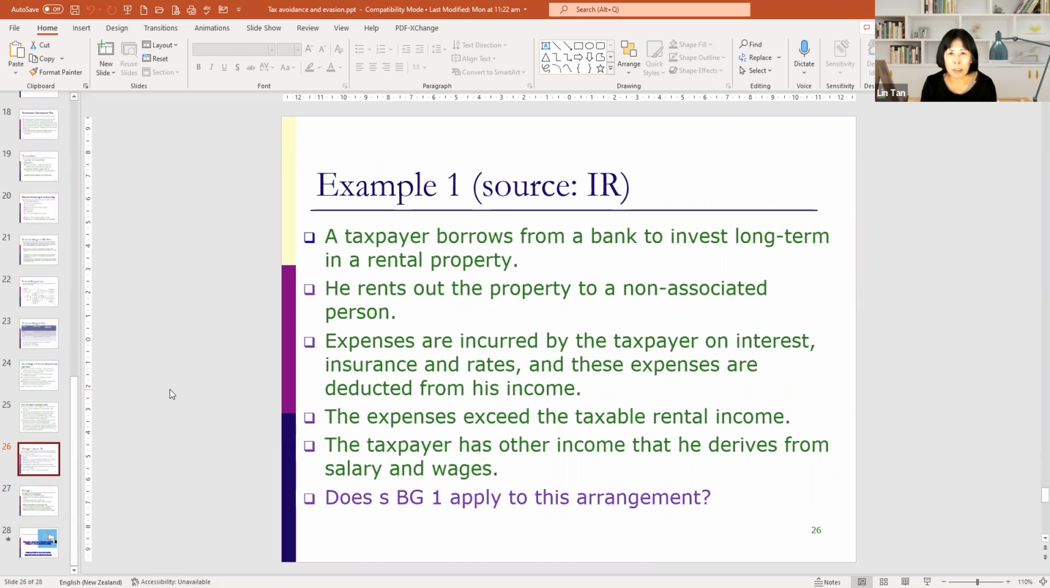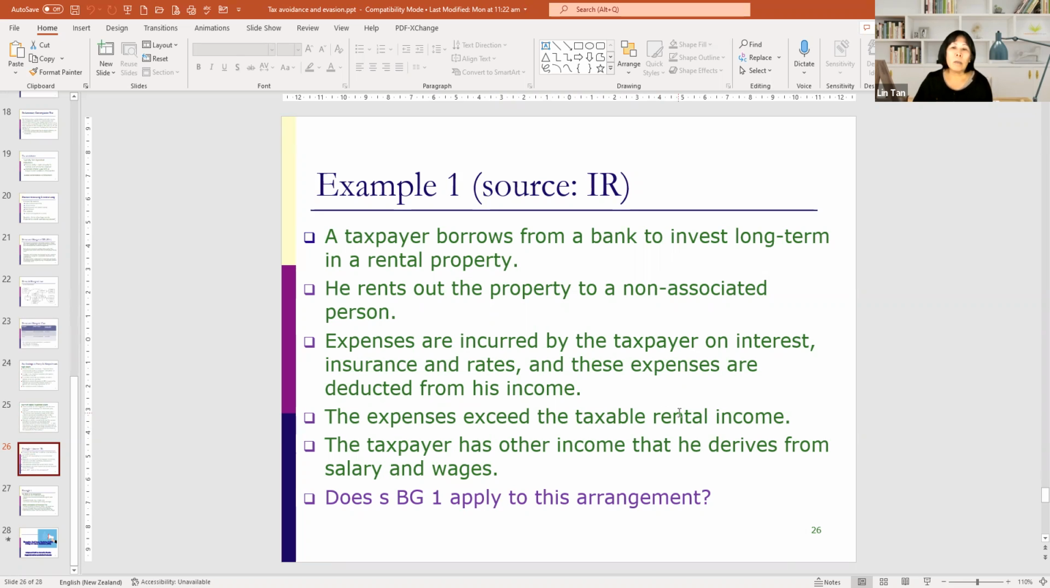Now, this is another example which shows you the Inland Revenue thinking as to whether this sort of common situation will be caught under the tax avoidance rules or not. The Inland Revenue has come up with this example to assure people that if it is in this sort of situation, it will be okay. So this example is about a taxpayer that borrows money to buy a rental property, which is let out, and they incur different types of expenses. Obviously the expenses can be used to reduce the rental income, and the expenses actually exceeded the rental income.